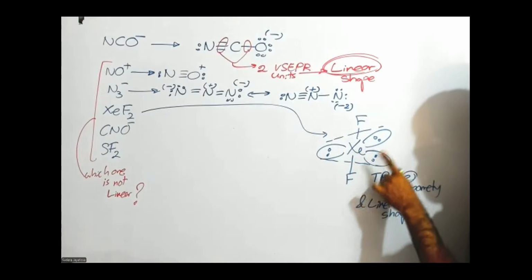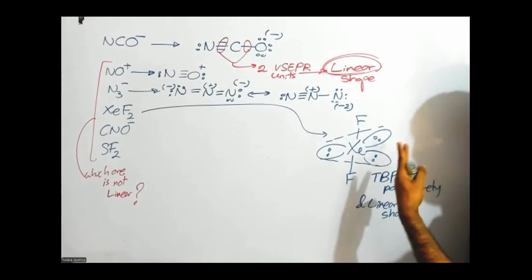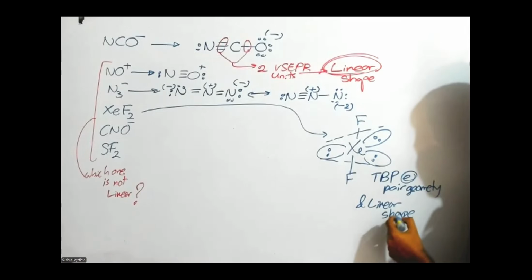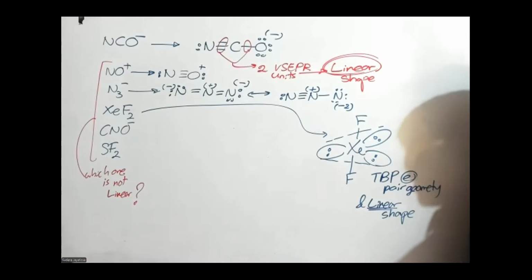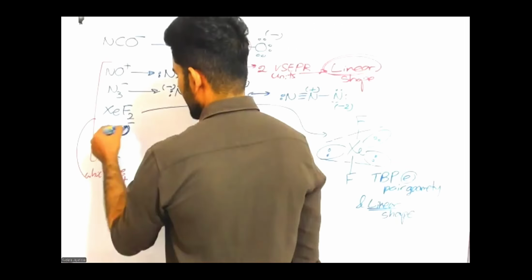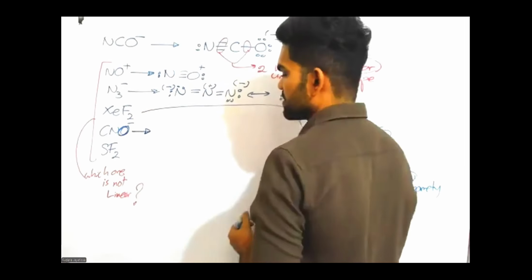Then if there is 1 lone pair, you have seesaw. If there are 2 lone pairs, you have T-shape. If there are 3 lone pairs like this, you will have linear. Remember, linear shape. And then this one, CNO.